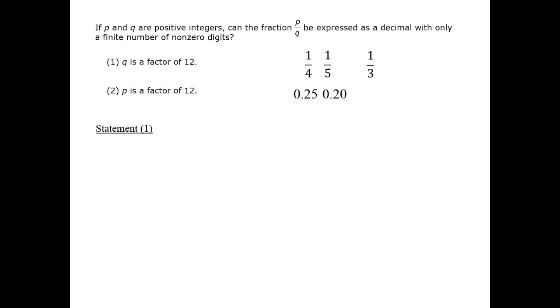Statement 1 tells us that q is a factor of 12. That means it could be 1, 2, 3, 4, 6, or 12. It narrows the field substantially, but we know nothing about p. We could allowably choose p and q to give us 1/2 or 1/3 in two separate cases. As we've already seen, those cases yield different answers to the question, so we do not have sufficient information to answer the question definitively. Statement 1 is insufficient.